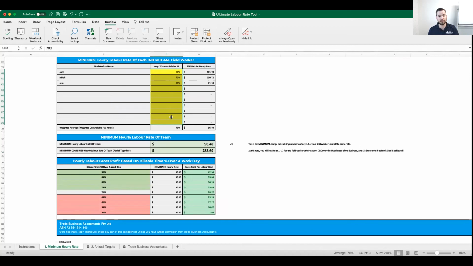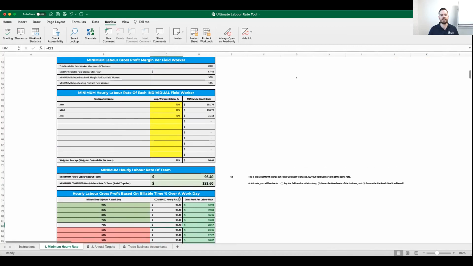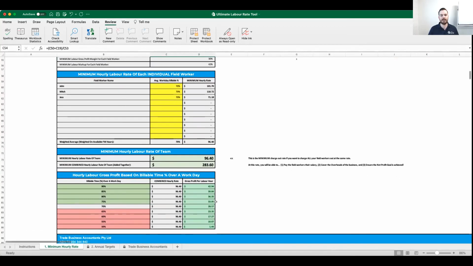So to assist with that, I've also created this table here, which breaks down what actually happens if we were to be too optimistic, or if we were to be a bit pessimistic and think that our billable rate is a bit less. So here we've got the 70%, which is plugged from this figure here. Now that comes out to the $96.40. That's telling us that we're making $28.57. So if we go the $96.40 minus the $67.48, that's going to come out at that $28.57. That's how much gross profit we need to be making per hour on our labor to, again, achieve our net profit goal and cover our overhead costs. So that's what we need to be charging there.